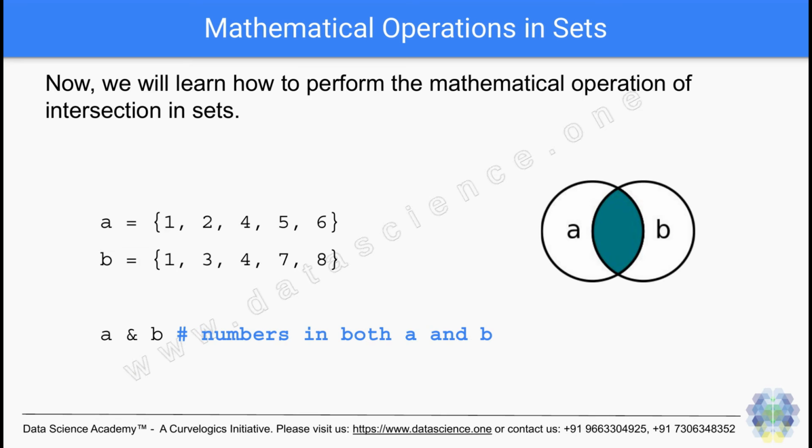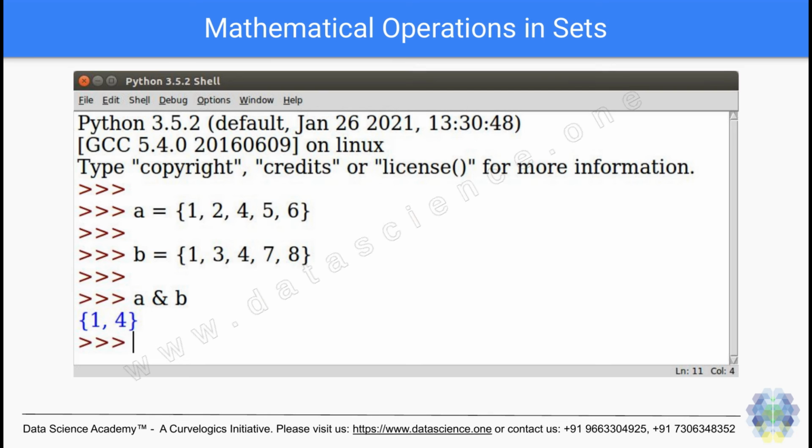Now we will learn how to perform the mathematical operation of intersection in sets. To understand the mathematical operation of intersection in sets, we will use the same sets, namely A and B. We use the ampersand symbol to display elements present in both A and B. That is, the elements common to the two sets.